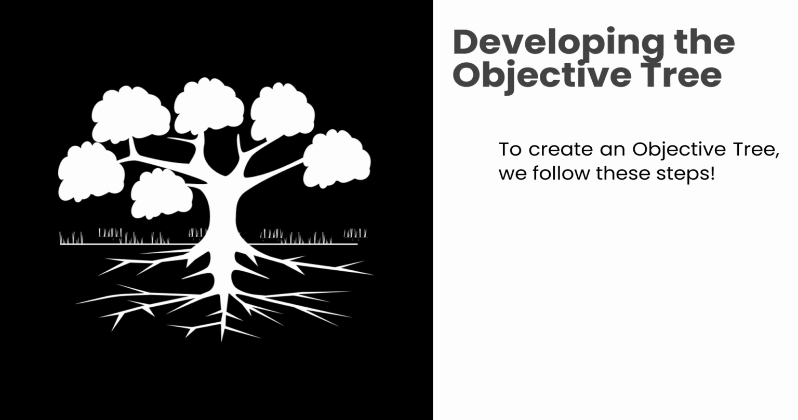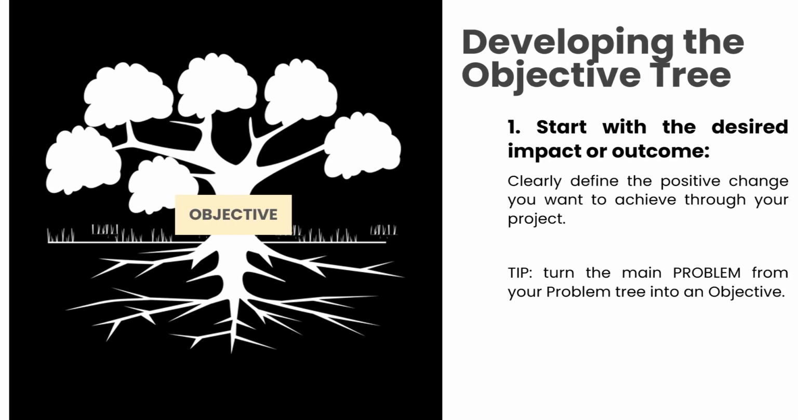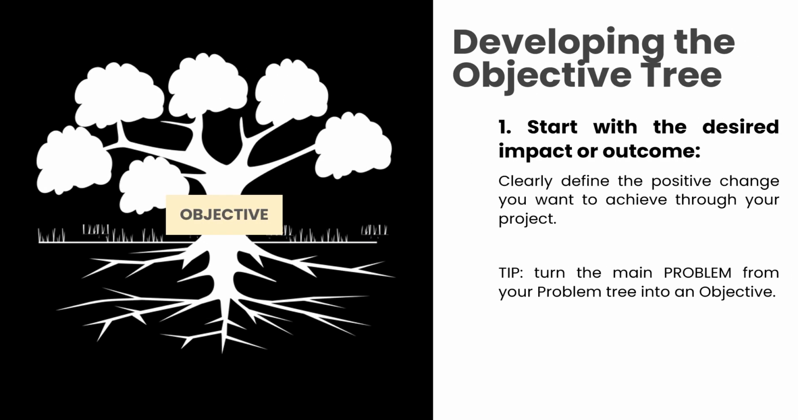So, to create an objective tree, we have to follow a few simple steps. First, we have to start with the desired impact or outcome. We have to clearly define the positive change we want to achieve through our project. And here's a tip: turn the main problem from your problem tree into an objective.